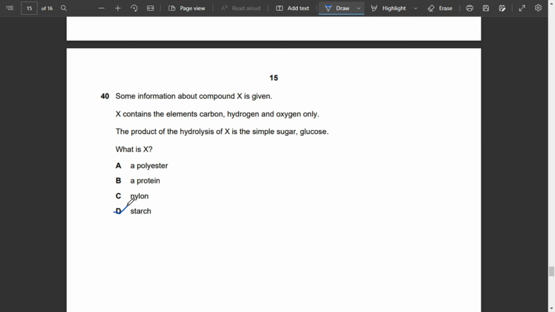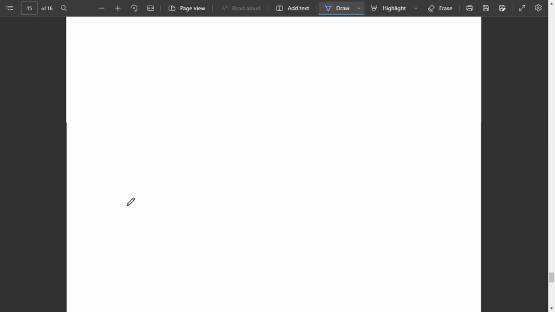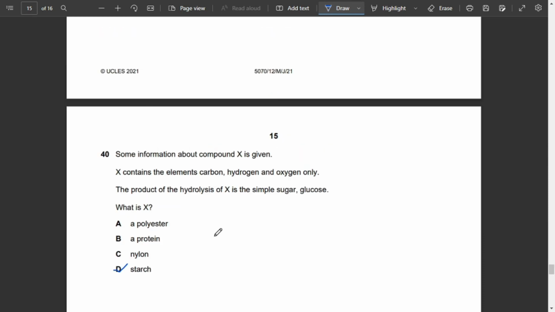So that is it for this paper, I believe. Yes, this is it for the entire paper. This is my complete May-June 2021 MCQ paper.